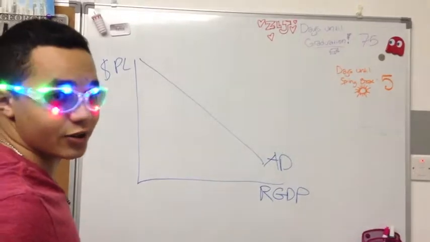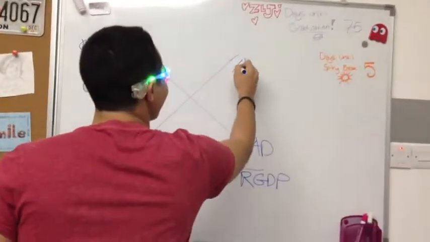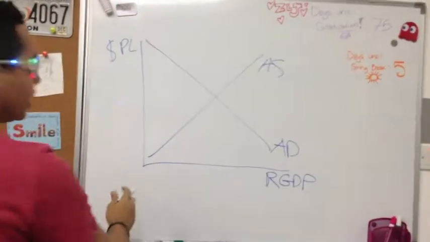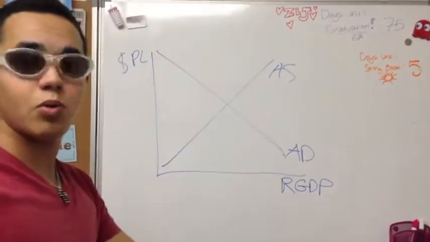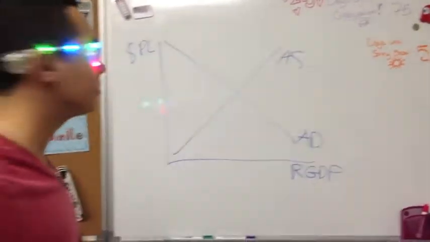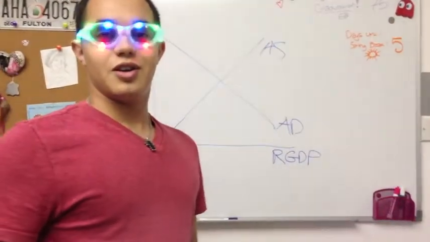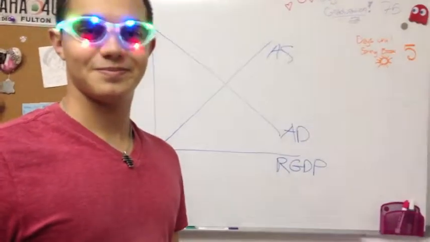Now we're going to see aggregate supply. Aggregate supply is just the other side. As price level increases, we see that aggregate supply increases as well. As the price increases, suppliers want to supply more so they can get more money for what they produce. Now, we're going to see the long run aggregate supply and how Jordan is going to explain that for us.